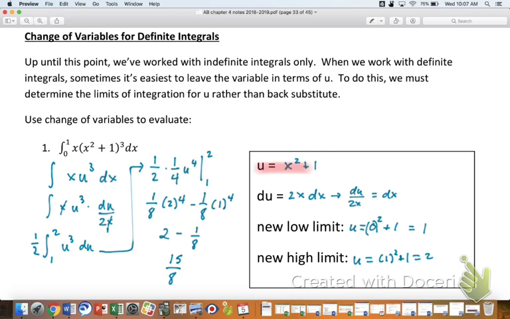Yes? Let's say you get the integral without using like the numbers, plugging in the x's. Okay. Let's say you like switch the u back to x squared plus 1. Uh-huh. If you were to like find that antiderivative, could you just use 0 and 1? Yes.